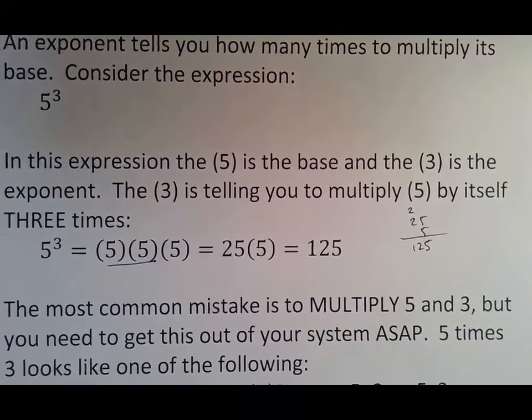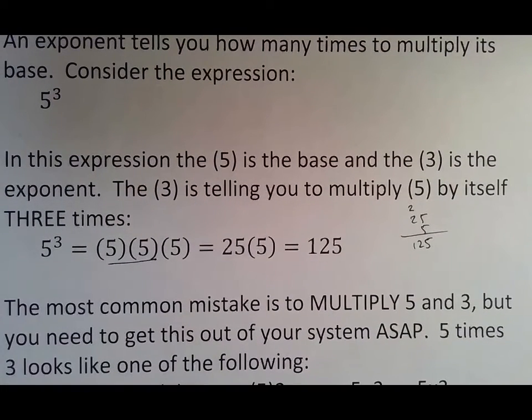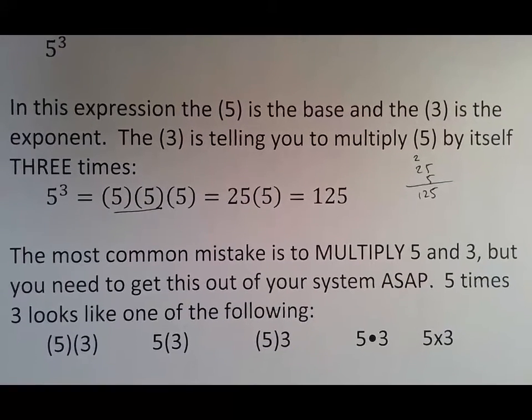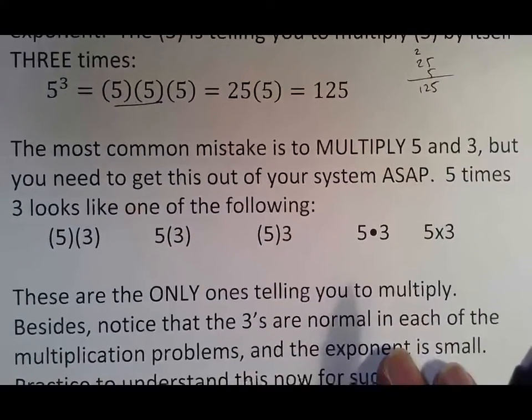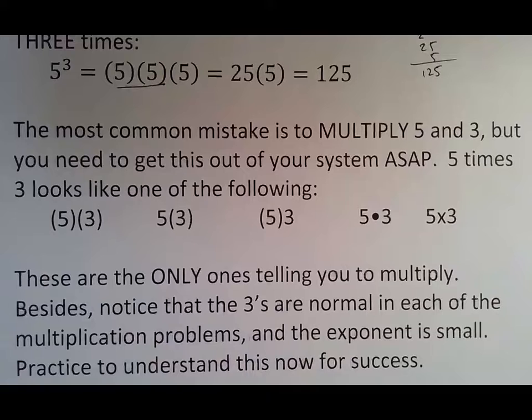The most common mistake is to look at this and multiply 5 and 3. Please get that out of your system ASAP. 5 times 3 looks like one of the following questions that we've seen: 5 times 3, 5 times 3, and so on. None of these 3's are floating. None of those 3's are up in the air. Please make sure you don't do that because, again, those are the only things telling you to multiply.